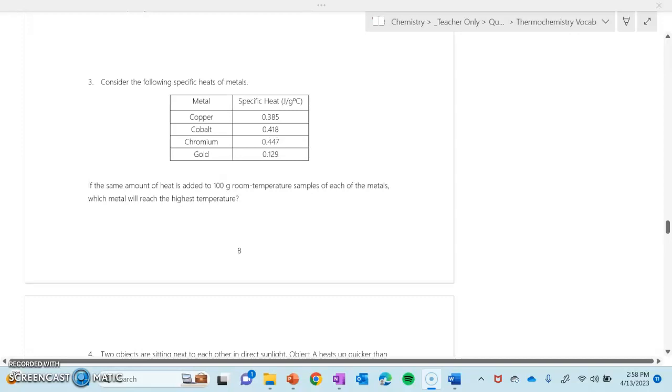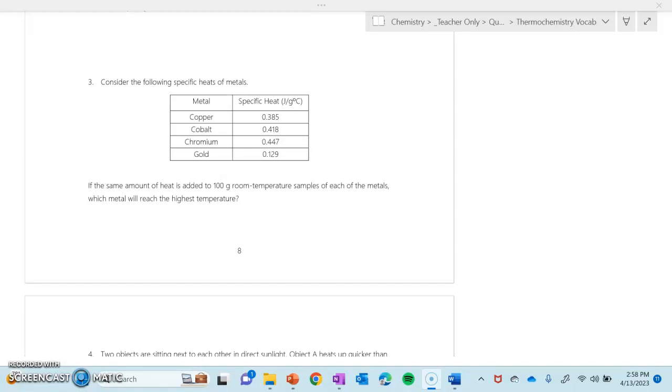If the same amount of heat is added to the same mass, 100 grams, at the same starting temperature, which metal will reach the highest temperature? So we've got same joules being added, same mass, and the same starting temperature because they start at room temperature. Well, I guess the temperature change is going to have to be different because all of the rest are the same. And so we want to know which one is going to end up being the highest temperature, which one is the most easily influenced or can hold the least amount of heat before its temperature starts to increase.